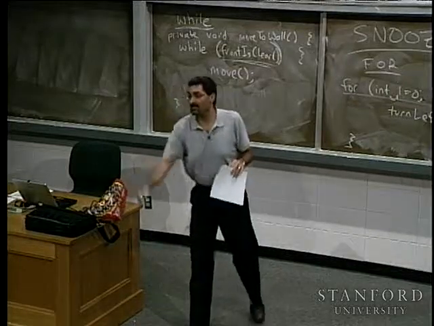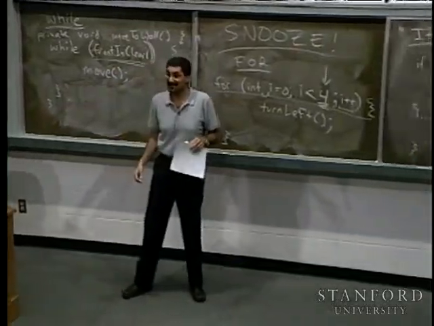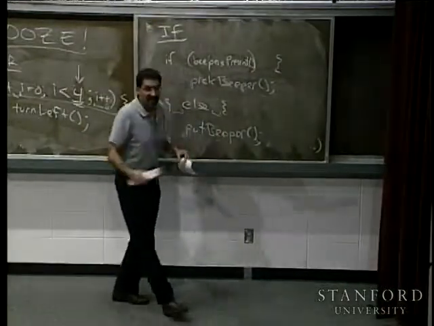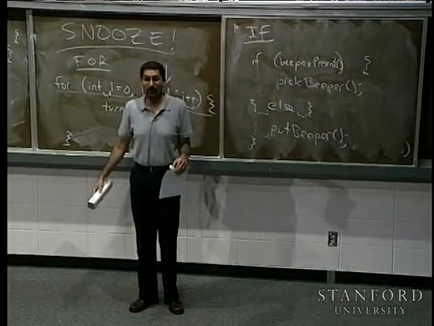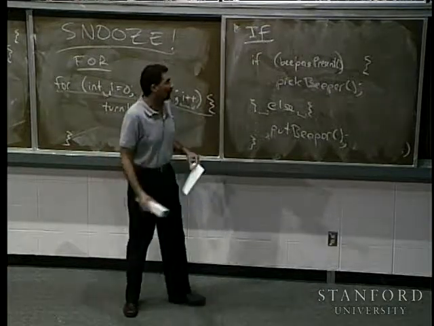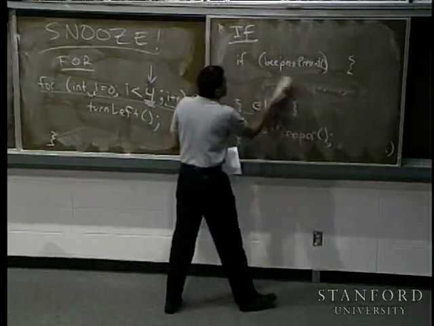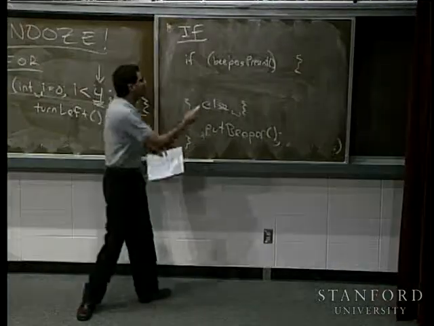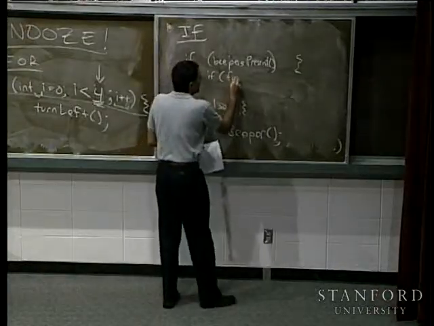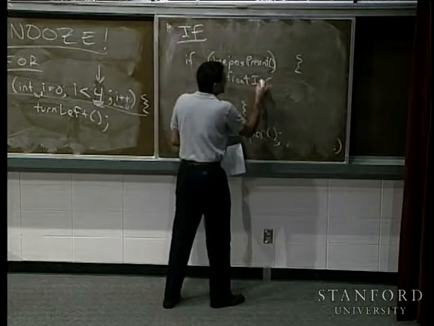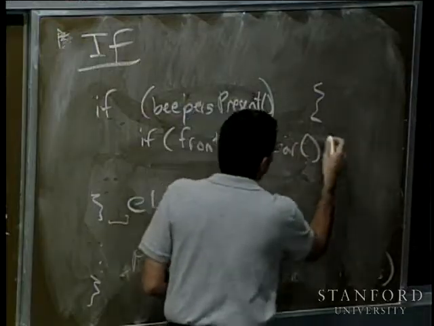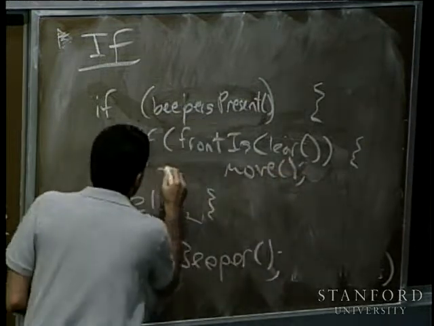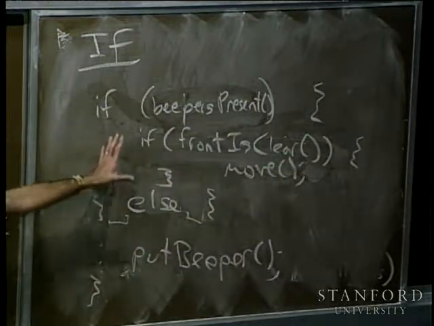Now, you can actually nest these kinds of statements. So you could say if beeper's present, that's some marker that I should move forward if there's not a wall in front of me. So if there's a beeper present, what I now want to do is check to see if I can move forward. So if front is clear, move. And this is what we refer to as a nested expression.